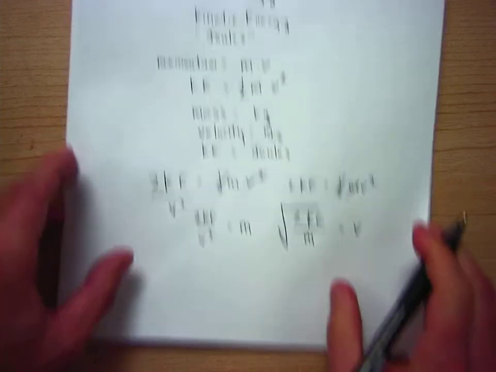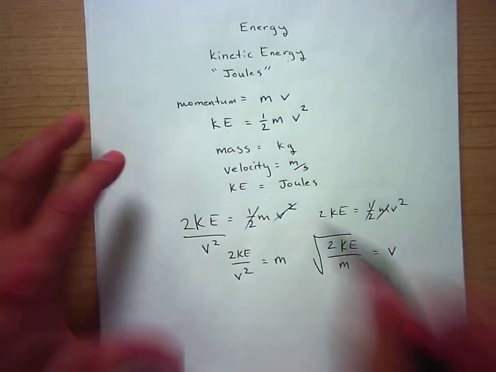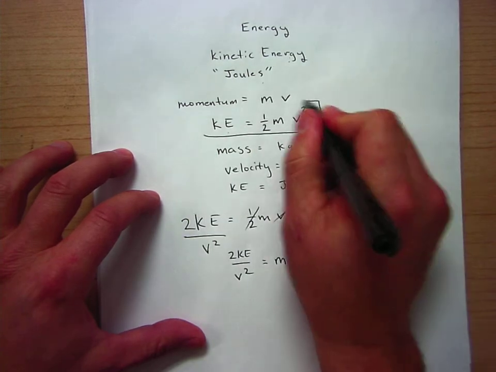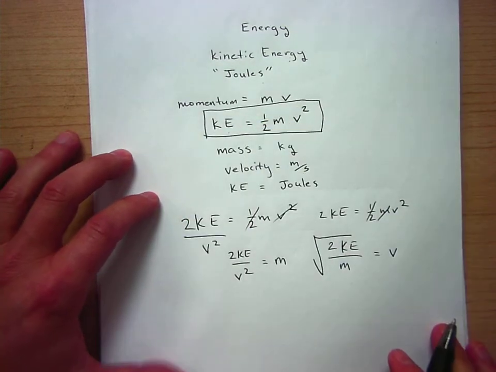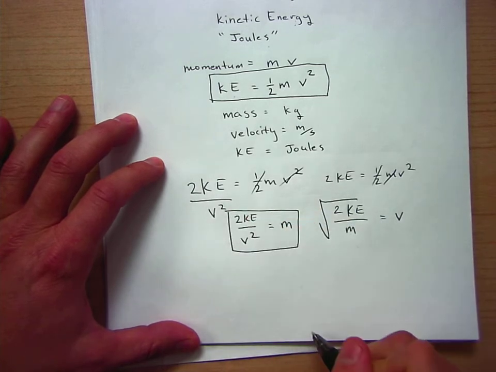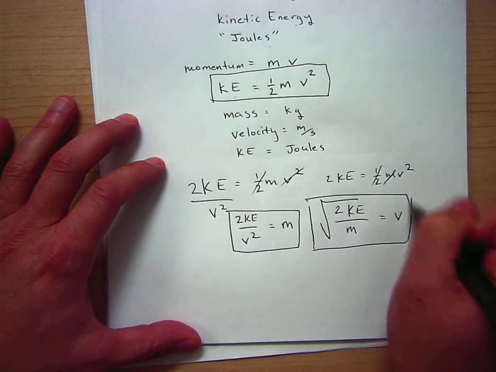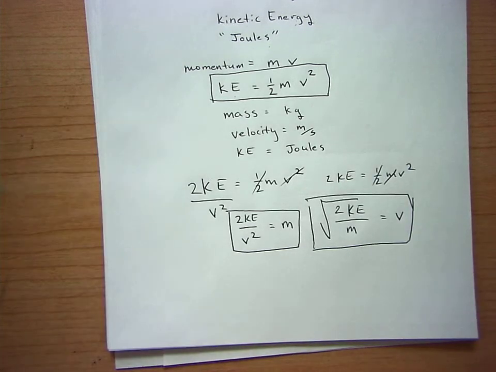So in summation, kinetic energy is measured in joules. Here is the formula for kinetic energy. And here it is solved for mass and solved for velocity. All right, hopefully that helps.